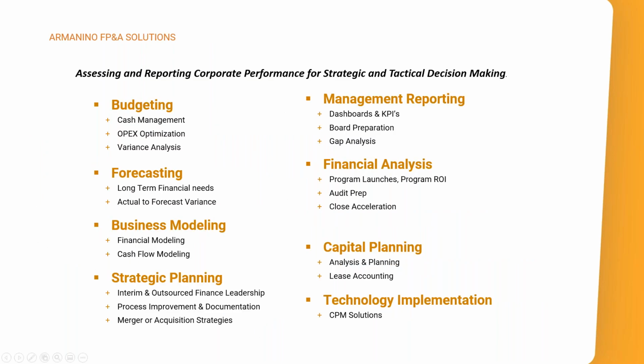So here at Armanino, these are some of the areas that we touch across corporate performance management for the FP&A function: budgeting, forecasting, business modeling, strategic planning, management reporting, financial analysis, capital planning, as well as technology implementation. So we've got experts and professionals that touch all of this.